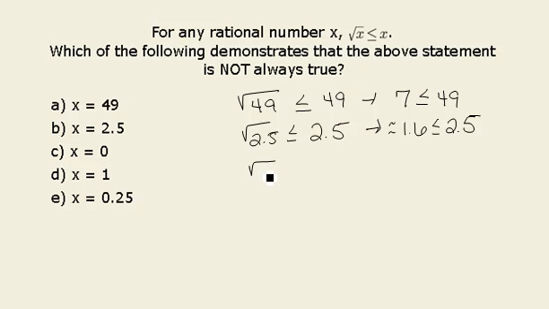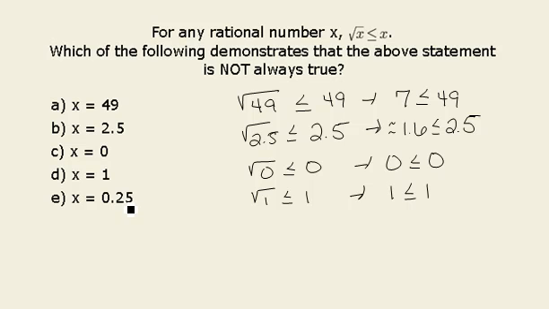We can try x equal to 0. The square root of 0 is equal to 0, and we will see that 0 is indeed less than or equal to 0. Likewise, the square root of 1 is 1, and 1 is indeed less than or equal to 1.